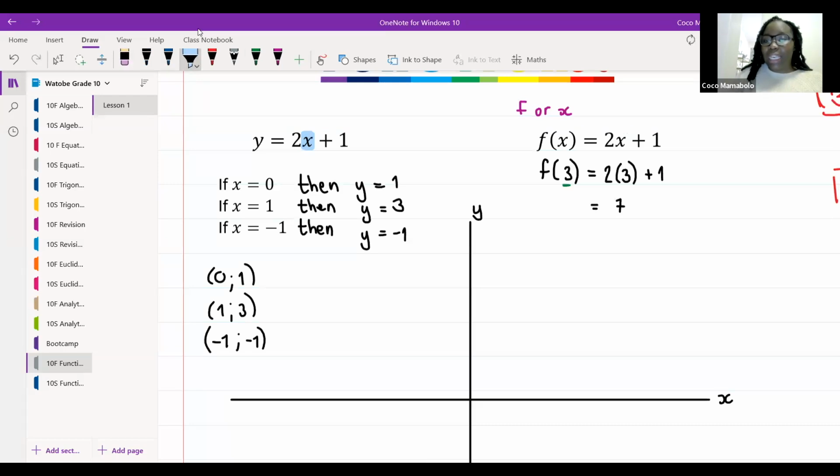We're going to take the letter here, this x over here, and we're going to replace it with a number. But if we do it over here, we must always also do it on this side. So if I asked you, what is f of 5? We would then go 2 times 5 plus 1 is equal to, what's 2 times 5 plus 1? It's 11. Good, it's 11.